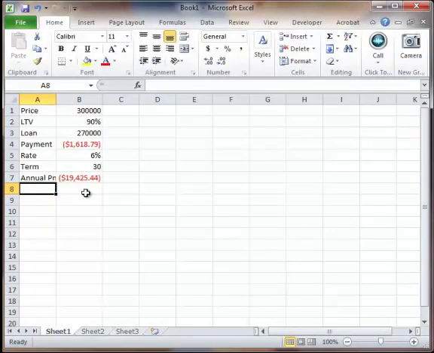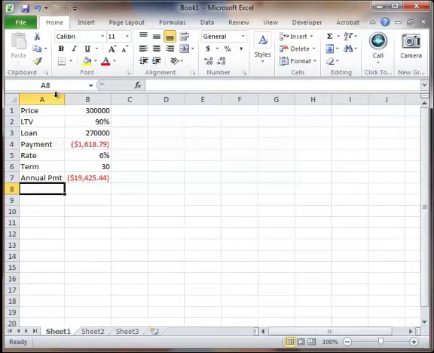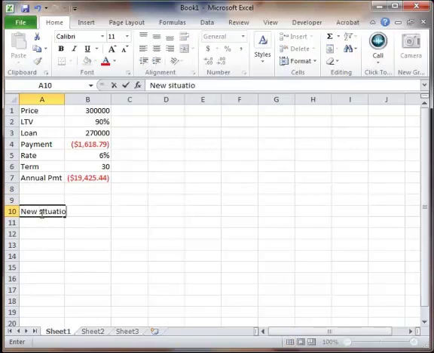Sorry about that. And now we will continue on in our calculations here. We'll spread that apart a little bit so it's easier to see. And we're going to take a look at our new situation.